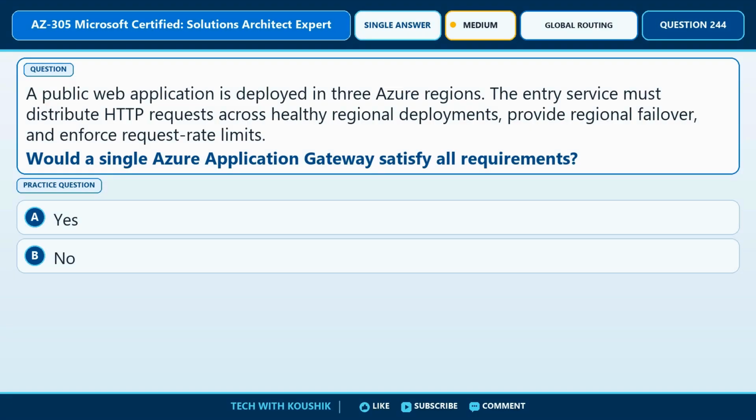We will now analyze question number 244. Consider the following scenario. A public web application is deployed in 3 Azure regions. The entry service must distribute HTTP requests across healthy regional deployments, provide regional failover, and enforce request rate limits. Would a single Azure application gateway satisfy all requirements? Now examine the possible answers. Choice A, yes. Choice B, no.